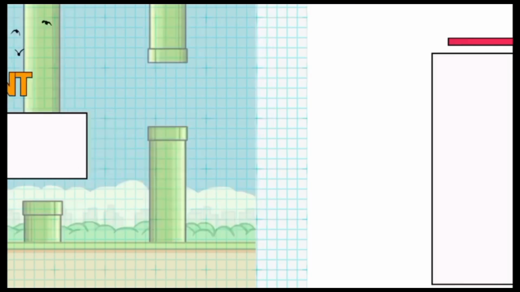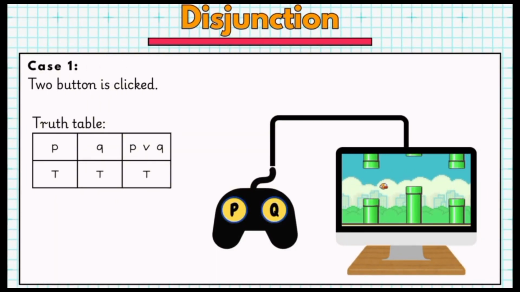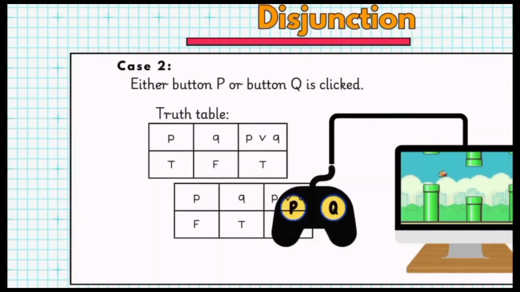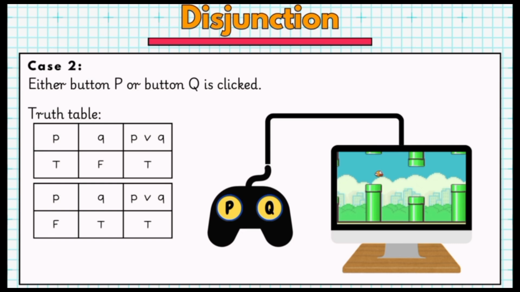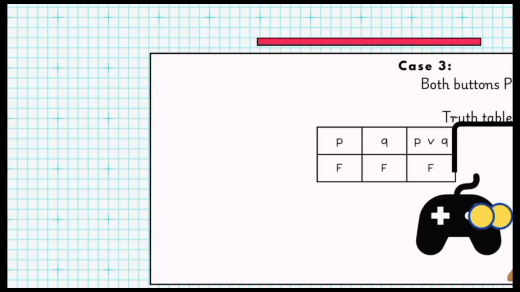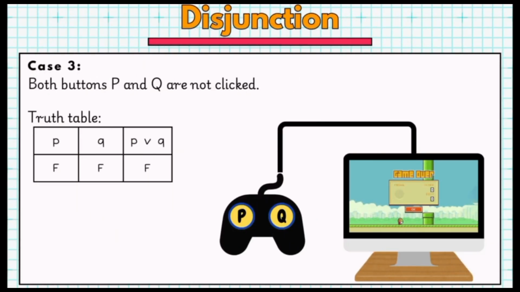Let's look at the cases for disjunction. In the first case, both button P and button Q are clicked. So P is true and Q is true. The result of P or Q is true. In the next case, only button P is clicked and button Q is not clicked. Since one statement is true, the result is still true. However, if both button P and button Q are not clicked, then P and Q are both false. So the result of P or Q is false.